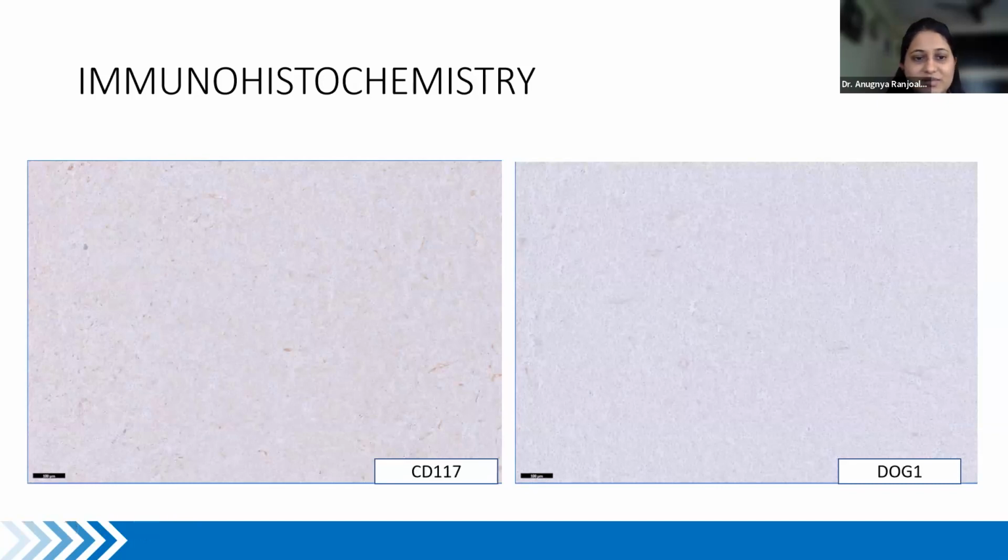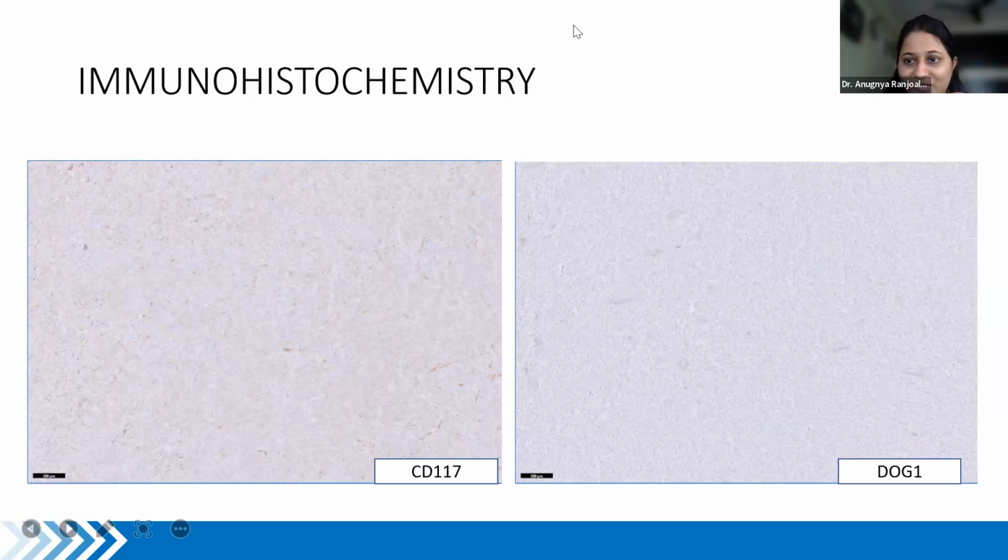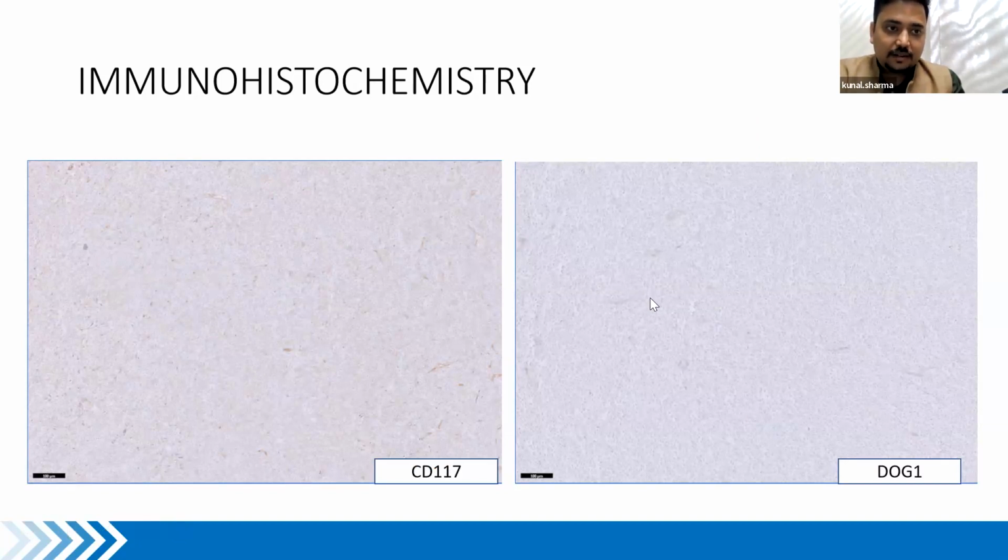CD117, again a non-specific staining, but we counted it as negative. So, yes, sir, there are certain differentials that people have given. A lot of them have said sclerosing epithelioid fibrosarcoma and sclerosing RMS. And one has even asked whether BCOR was done. Just wanted you to know. Yeah, I'll come to that, sir.